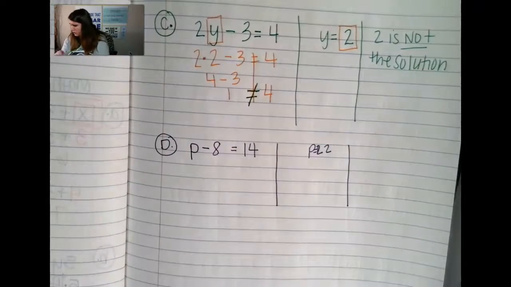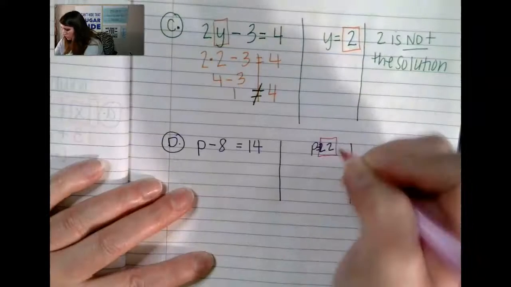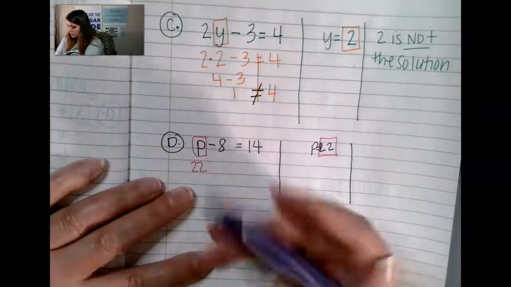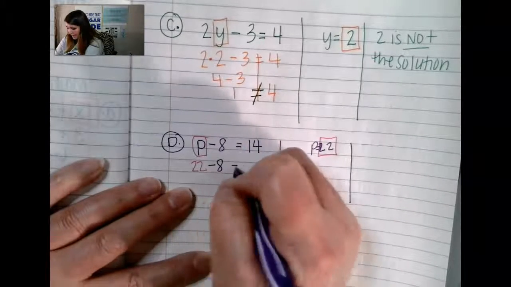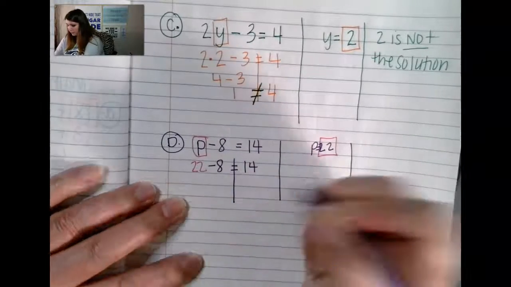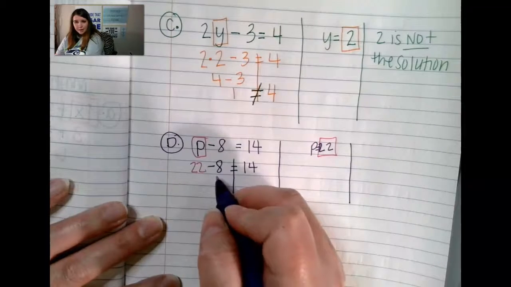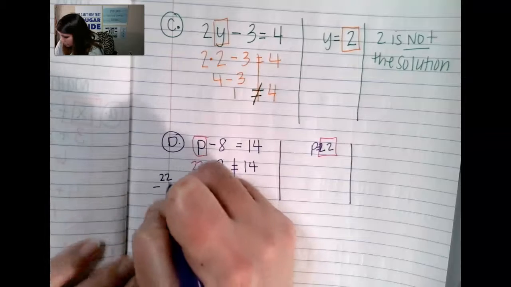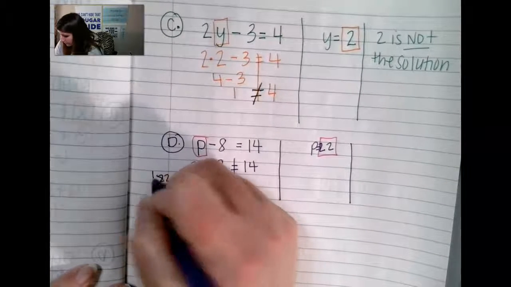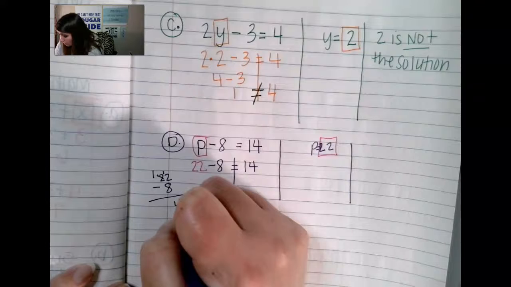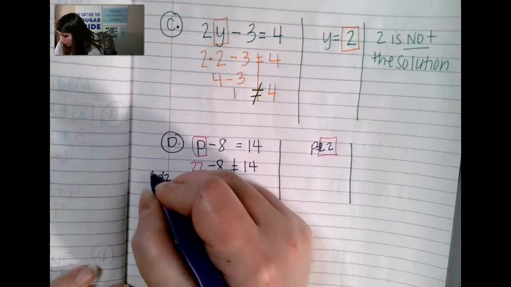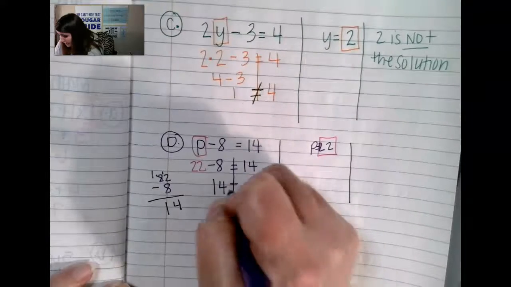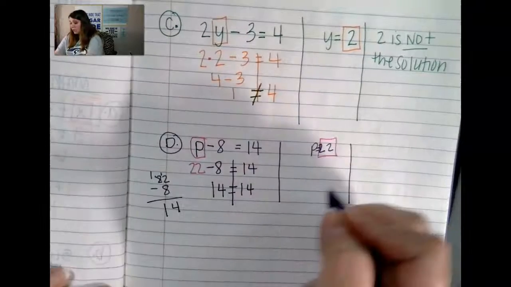So I'm going to change colors here. I'm going to take 22 and substitute it in for my P. And then I'm going to solve to see if 22 minus 8 is indeed equal to 14. Well, 22 minus 8. So let's go ahead and set this up so it looks like this. 22 minus 8. That becomes a 1, and that's a 12. That's a 4. 8 minus 12 is 4. And 1 minus nothing is a 1. And 14 is equal to 14.